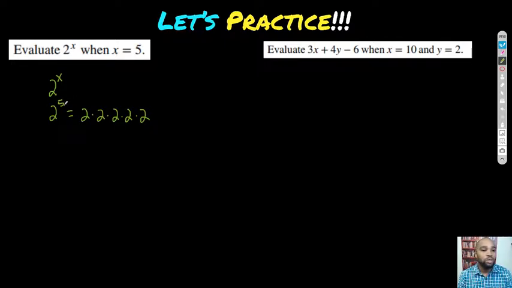Just as a quick review, 2 times 5 is when you have 2 plus 2 plus 2 plus 2 plus 2. Yeah, so that is for 2 times 5, but this is exponential.